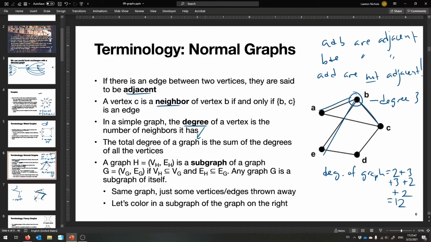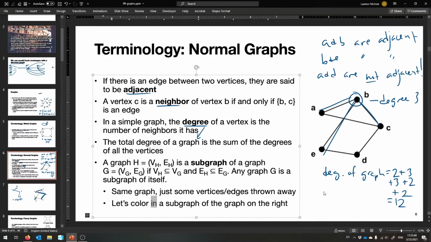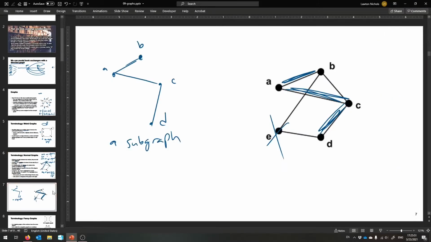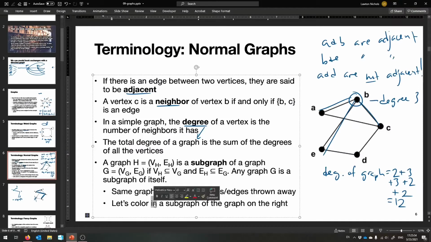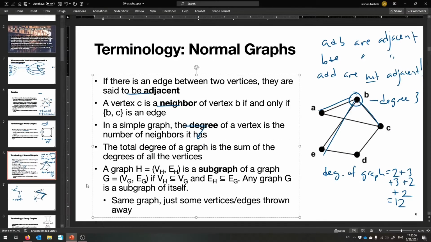Okay, so I've colored in a subgraph down here. That's all. Okay, we have changed it. So an example of a subgraph is on the next slide. How about that?